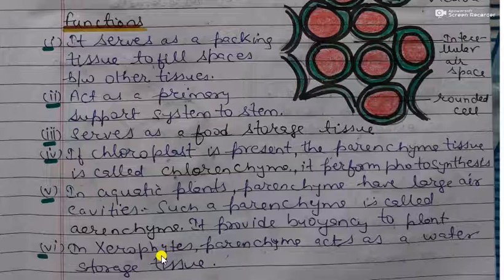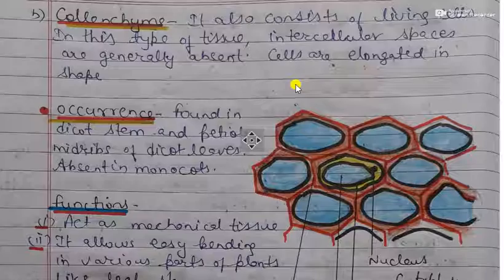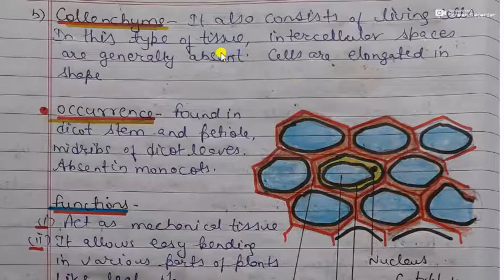In xerophytes, means the plants which grow in deserts, parenchyma acts as a water storage tissue. Alright students, so these were the different functions of parenchyma tissue. Now students, we will study about the second type of simple permanent tissue which is collenchyma.